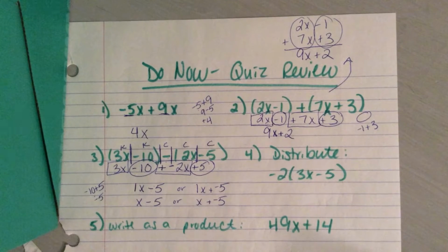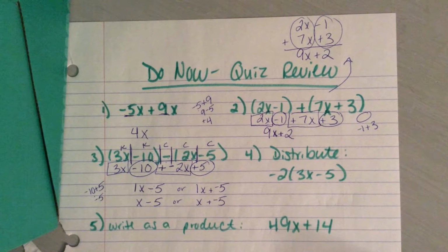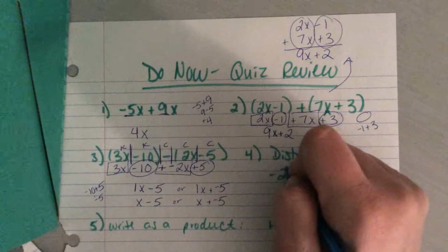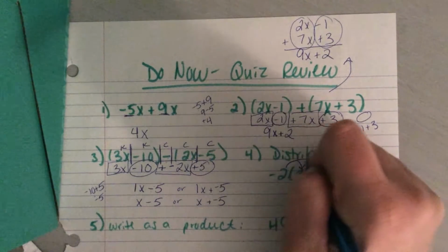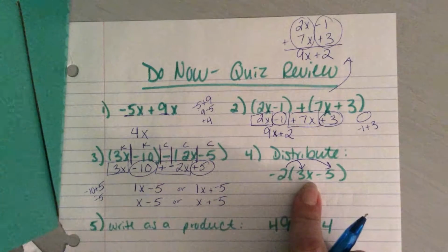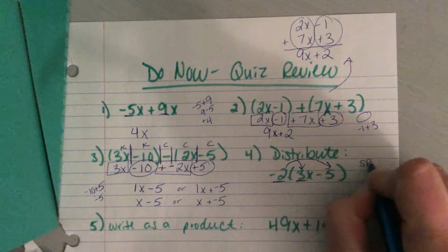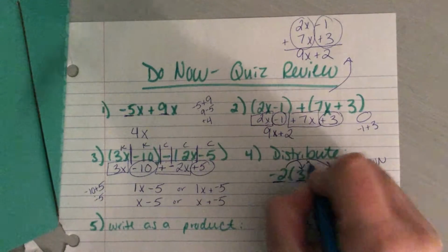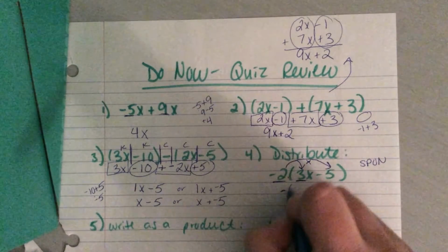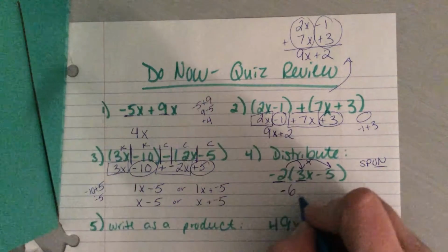Okay, so 4 is a distributive property, so this is -2 times 3x minus 5. So that means this -2 gets multiplied to the inside of both of these. Okay, so first it's -2 times 3x. So -2 times 3. The sign rules apply because this is multiplication. Okay, -2 times 3 is -6 because it's unlike signs, negative. Okay, and then I keep my x.